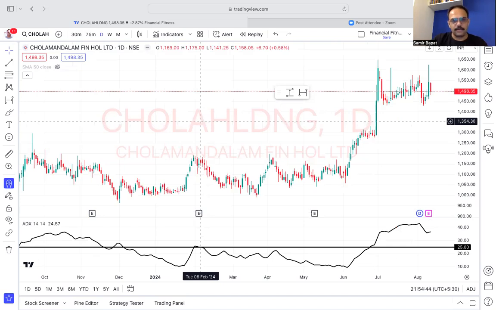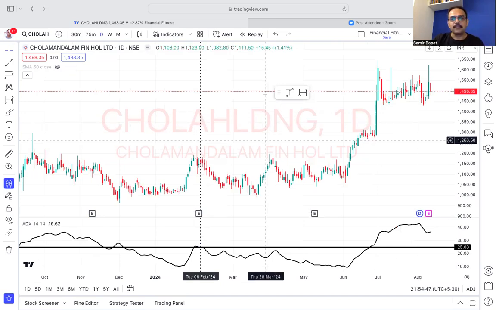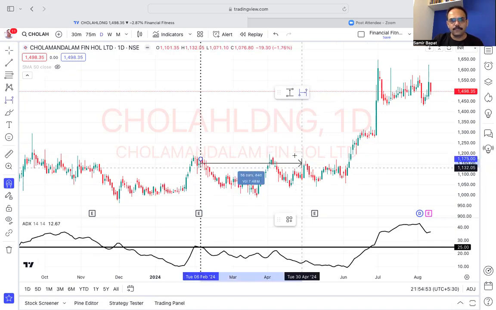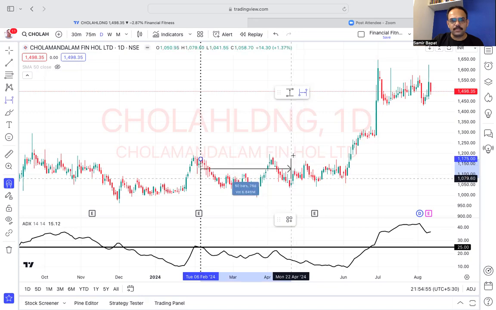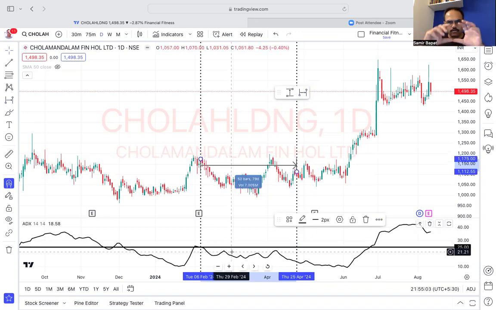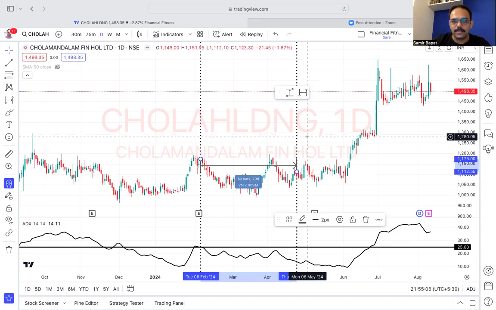So here it went below 25. Then for 52 days, it should remain below 25. 52 bars. Here we measure 52 bars. Okay. It remained below 25. ADX remained below, so consolidation हो गया, बहुत बढ़िया है.